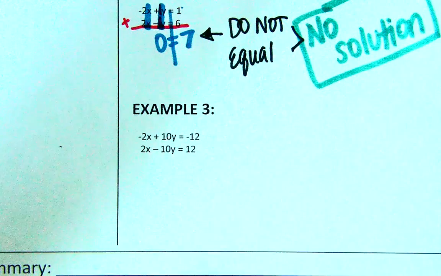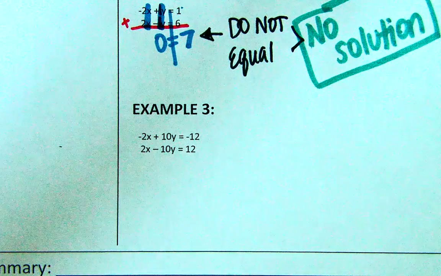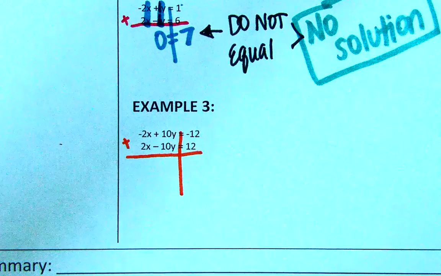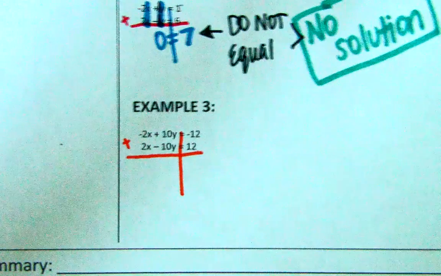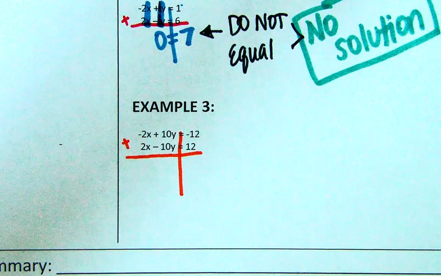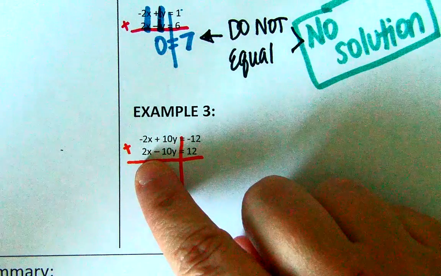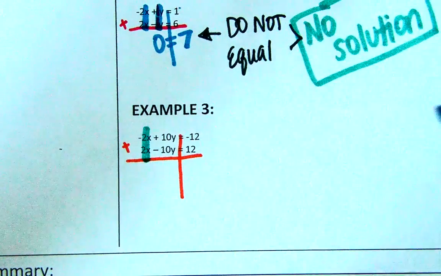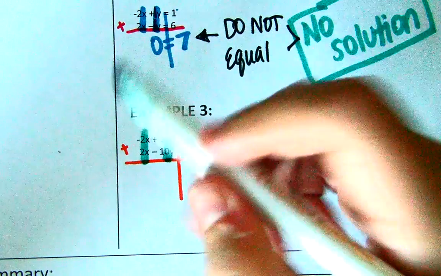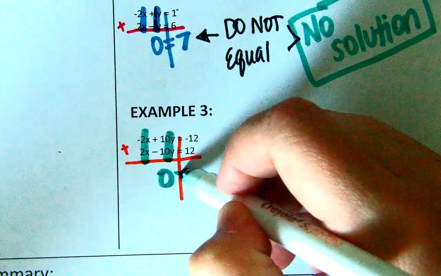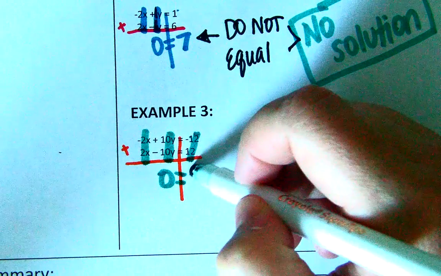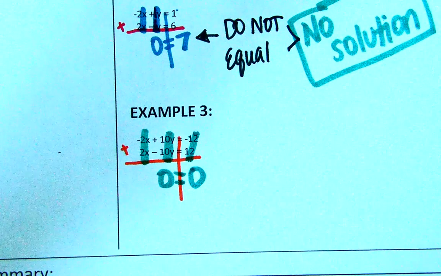Now, let's go ahead and look at example number 3. Again, we're going to add both of our equations together. Everything has a number in front of it, so we don't need to put an imaginary 1. So we have negative 2x plus 2x. Well, that gives me 0, so it cancels out. And then we have 10y plus negative 10y. That gives me 0 as well, so it cancels out. So we have 0 left over here, equals negative 12 plus 12. Well, that cancels out as well. So I'm left with 0 equals 0.